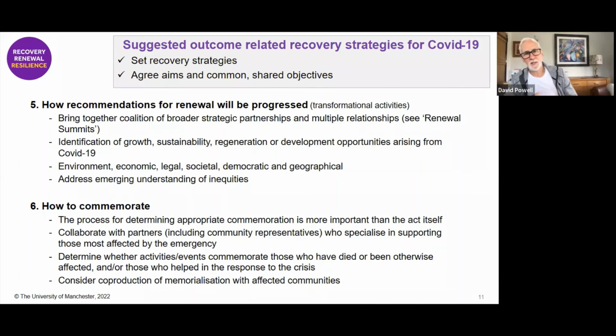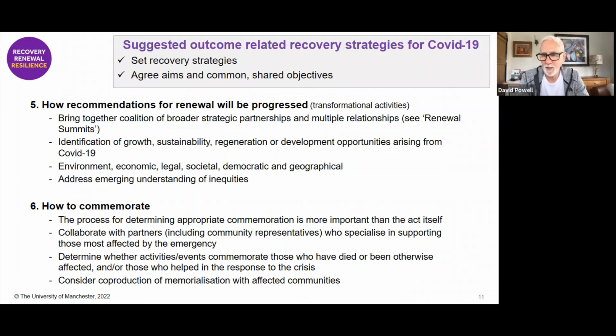I would maybe just like to say a little bit more about how you can approach the recommendation of regeneration opportunities, of what we've been calling renewal, those transformational activities. So, we recognise that most emergencies will require the bringing together of broader strategic partnerships beyond the immediate emergency responders, for example, the resilience partnership, if that's an appropriate term for you locally. And we think there are a number of ways in which you can bring together a broader group of people to start discussing what those regeneration or renewal initiatives might look like.